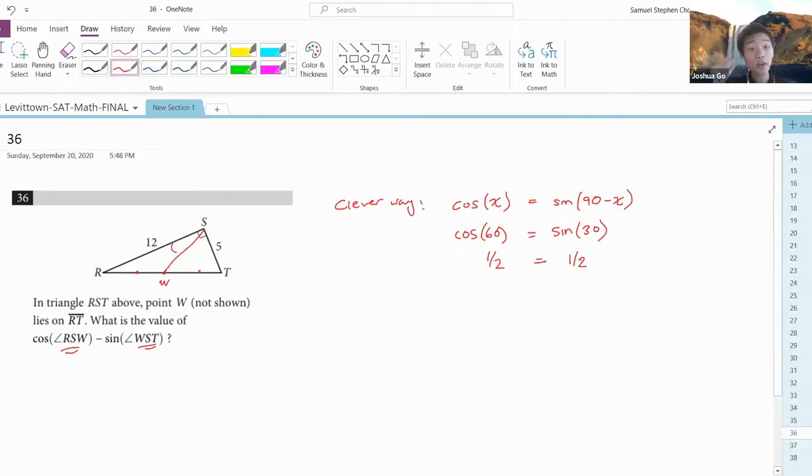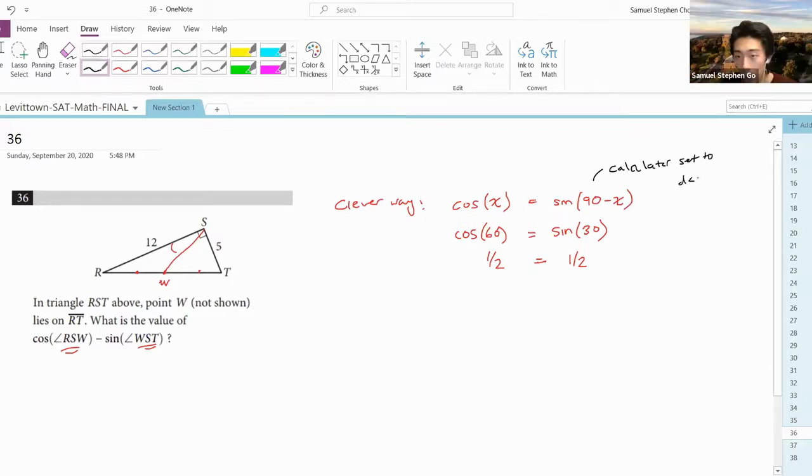I would like to note here that you should make sure your calculators are set to degrees, because we're using degrees here and not radians. Calculator set to degrees. And if you want to use radians, of course, convert accordingly. You can use radians, 30 degrees would be pi over 6, I think. 60 degrees is pi over 3. I prefer to use degrees. It's a little more intuitive to understand.